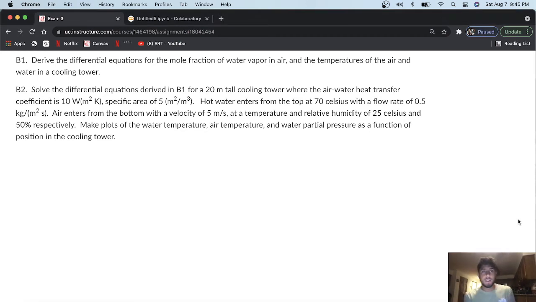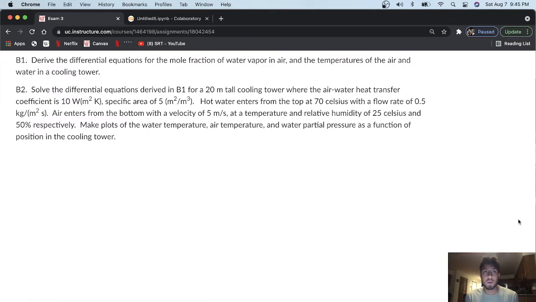Hello, in this video we're going to solve the cooling tower problem. In the last video we found the change in the mole fraction of the water vapor, the change in the temperature of the water, and the change in the temperature of the gas with respect to its position in the cooling tower. So in this video we're going to code it out.